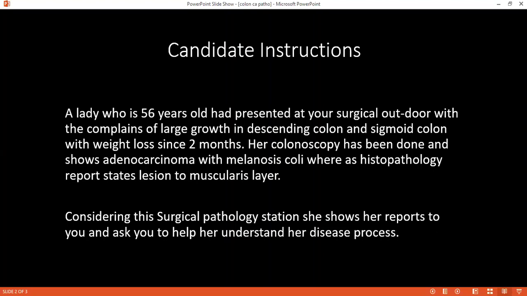Considering the modified Duke's classification, how would you grade this lesion if this patient has Duke's B stage? What can be the treatment that you'll offer to the patient? Duke's B is usually stage 2, so we can go for surgical treatment, surgical resection.